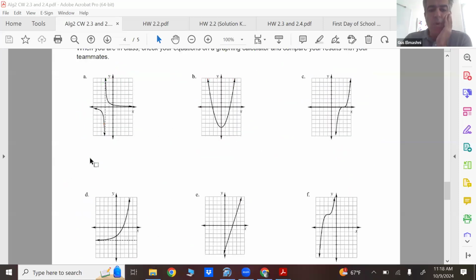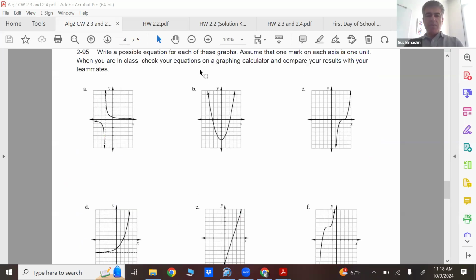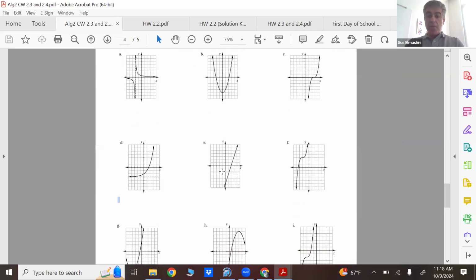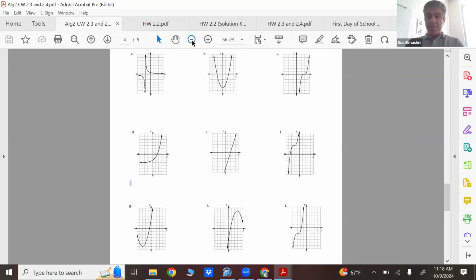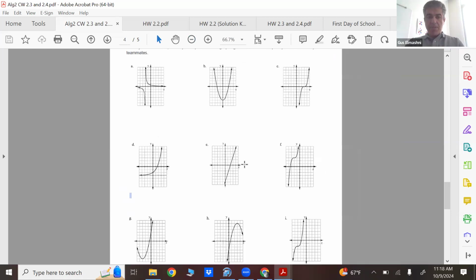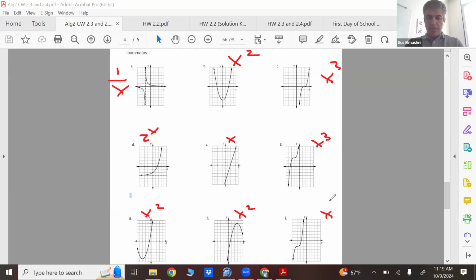So what I want to do is give you guys the parent functions first, and then have you in your table groups come up with the equations, and I'll come around and help you out. So the parent functions here: 1 over x, x squared, x cubed, 2 to the x, x, x cubed, x squared, x squared, x cubed. What you need to do is figure out a, h, and k.